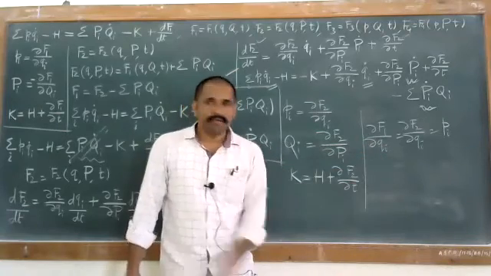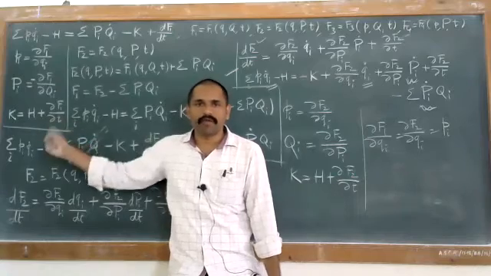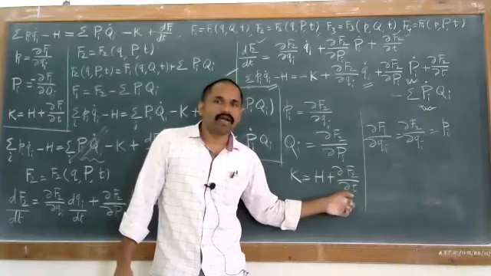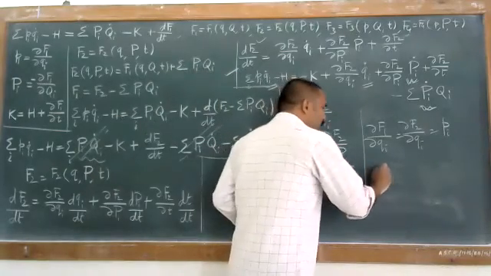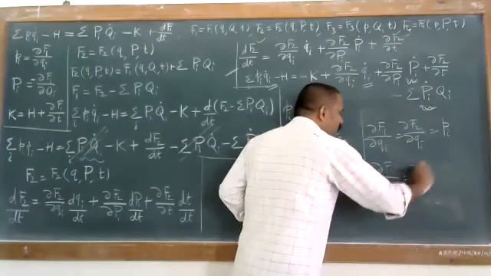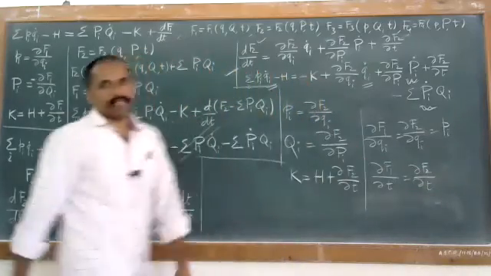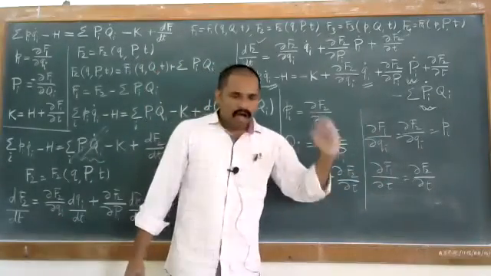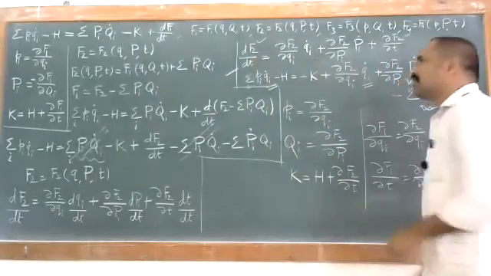One more thing we observe in the last equation, that is K is equal to H plus ∂F1/∂t. This should be the same as K is equal to H plus ∂F2/∂t. If you compare this, you will notice we'll have K is equal to H, but you can have one more thing, that is this ∂F1/∂t is equal to ∂F2/∂t. So we'll have these relations.